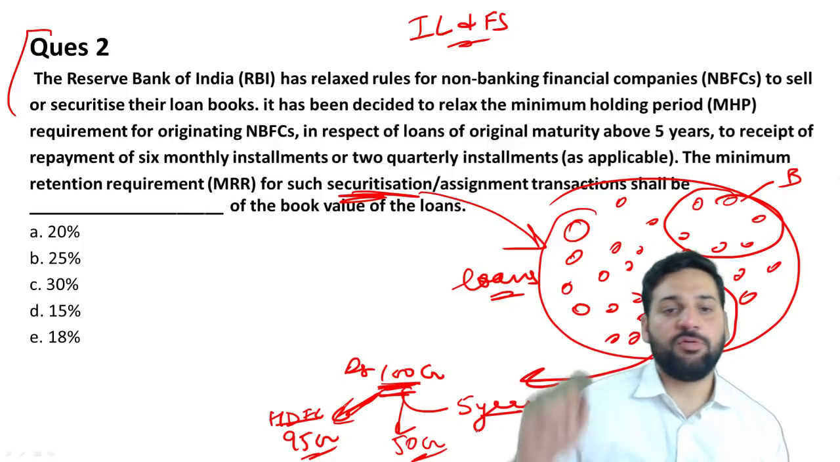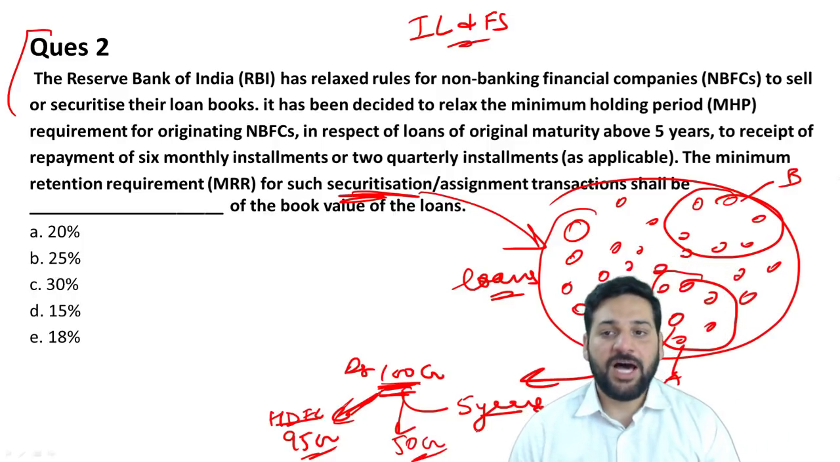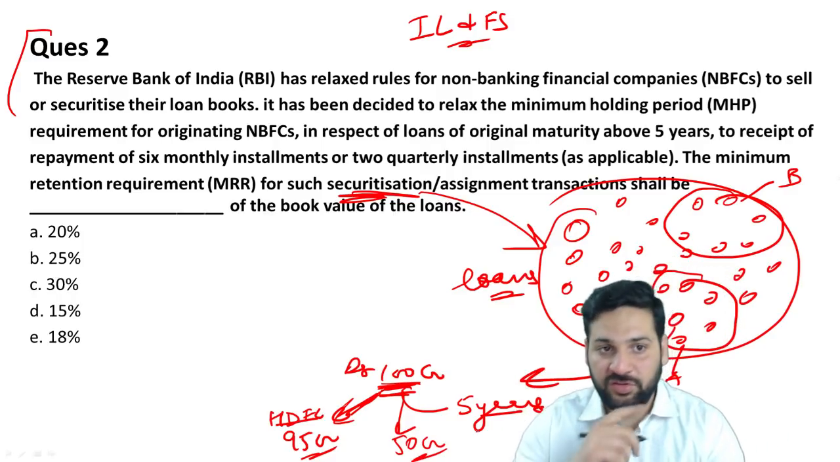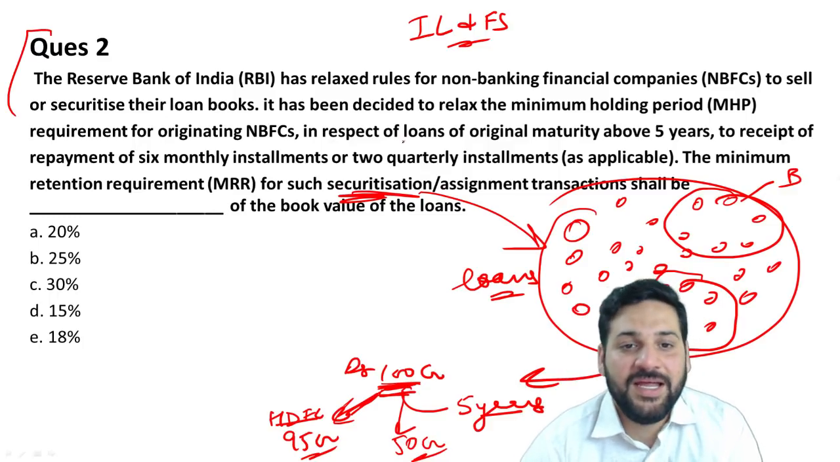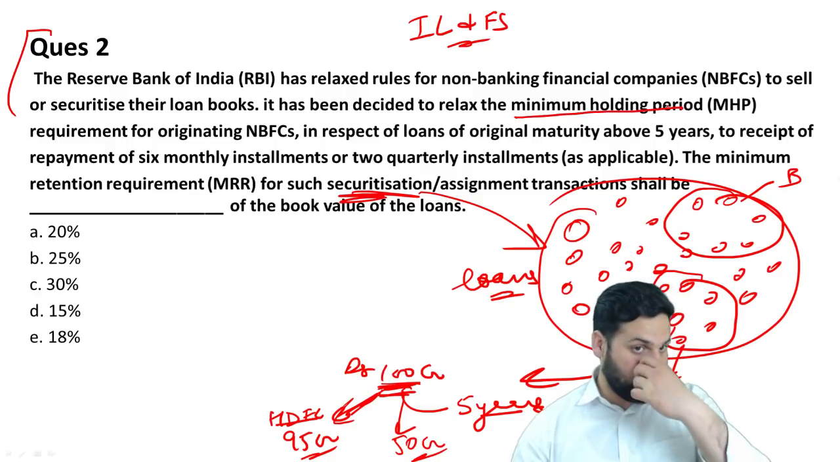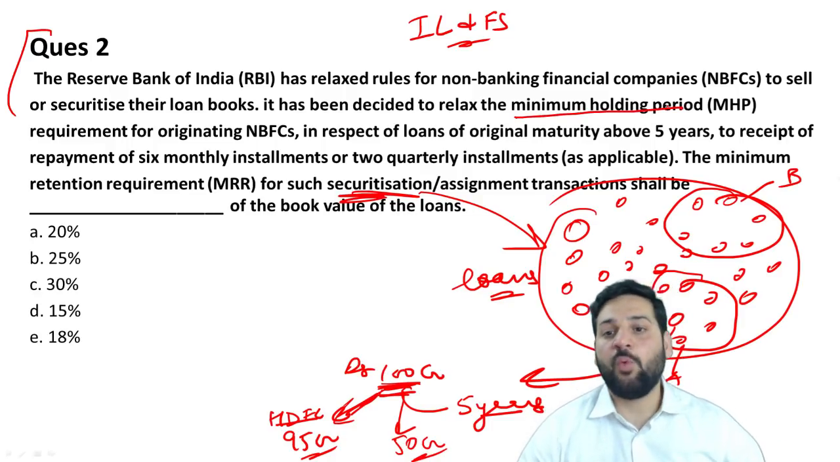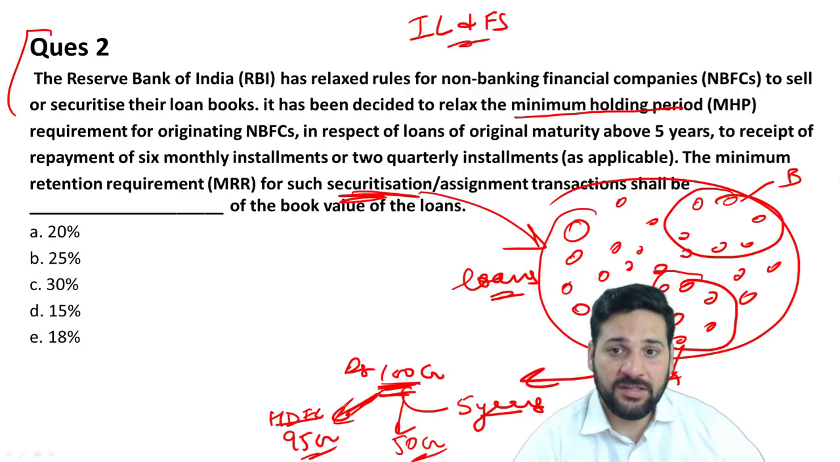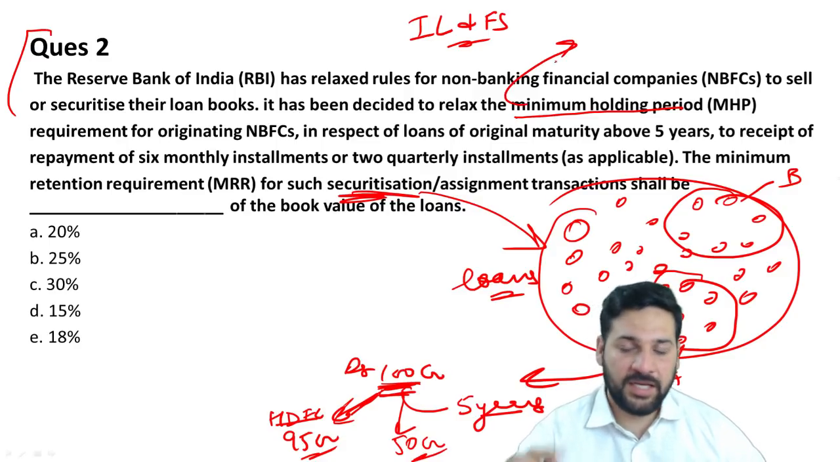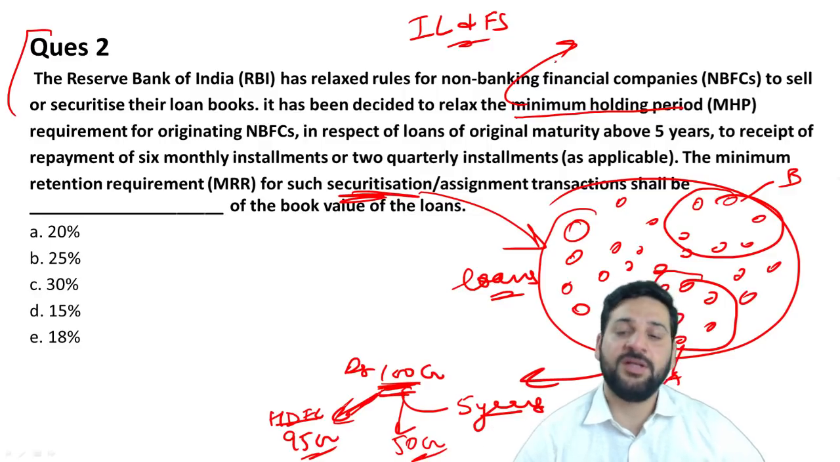Now let's get back to the question. RBI relaxed the rules for NBFCs to sell or securitize their loan books. Now you would be able to understand the question. It has been decided to relax the minimum holding period for the NBFCs. Now what is the minimum holding period? That's important, students, I'll explain it.